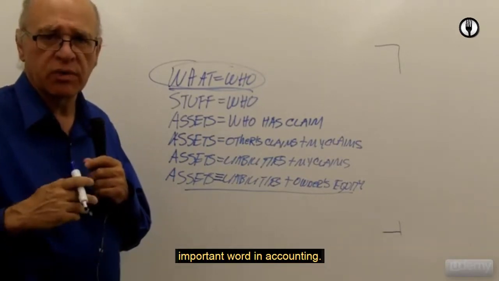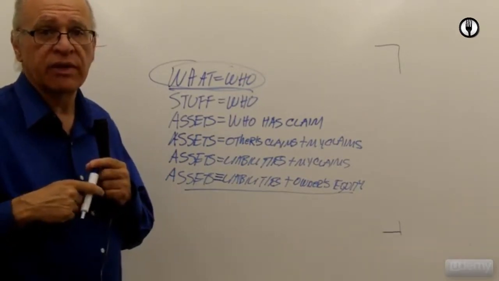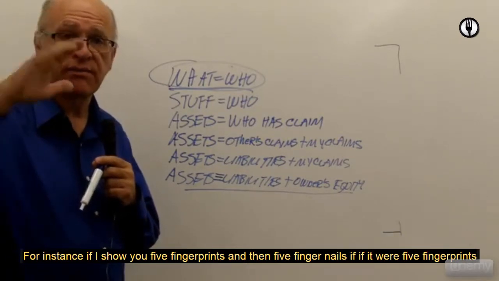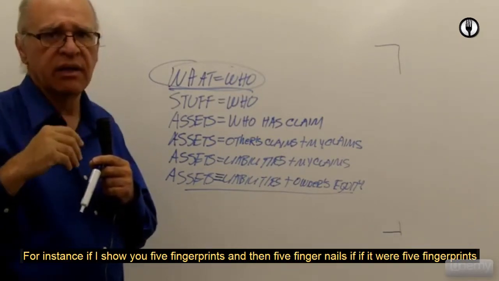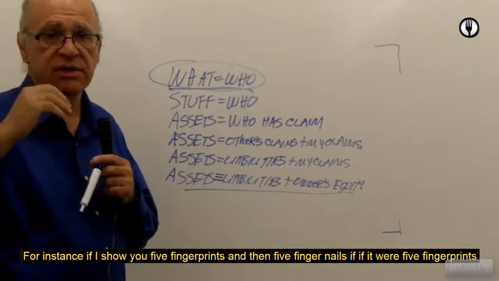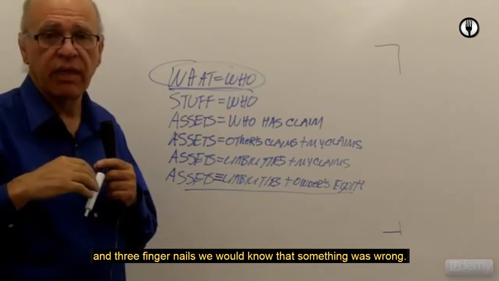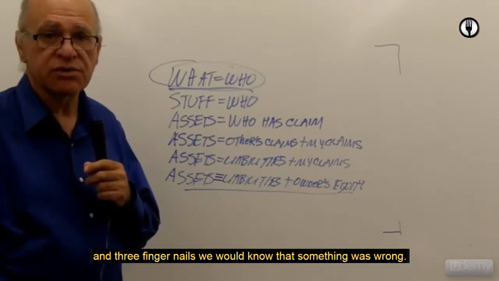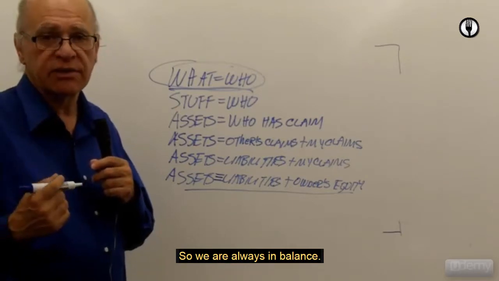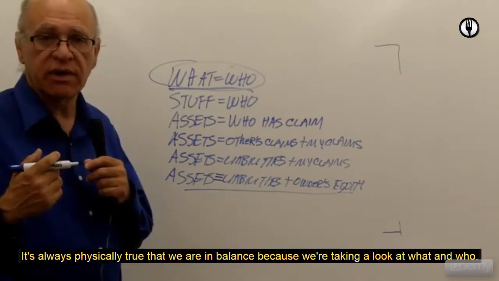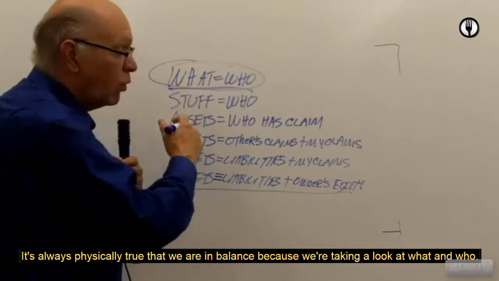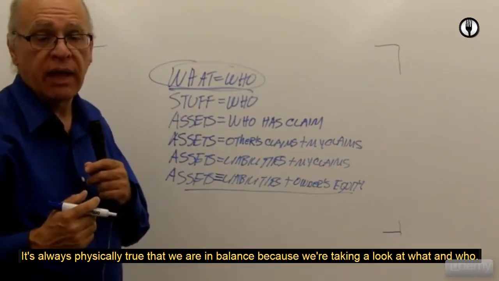Balance is a very important word in accounting. For instance, if I show you 5 fingerprints and then 5 fingernails, if it were 5 fingerprints and 3 fingernails, we would know that something was wrong. So we are always in balance. It's always physically true that we are in balance because we're taking a look at what and who.